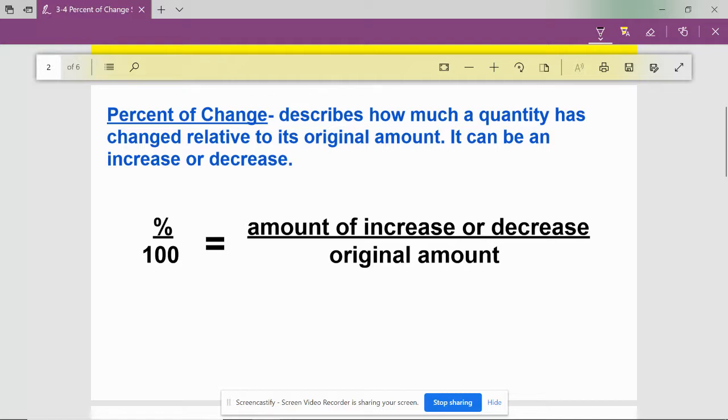If we look at our equation, we get percent over 100. Remember, our percent is always a number over 100, so that goes in your top left. It's going to be equal to the amount of increase or decrease, so the change between the two numbers, whatever they may be, and then our original amount goes on the bottom. Please keep this equation in mind as you go through your notes, and we go on to this first problem.